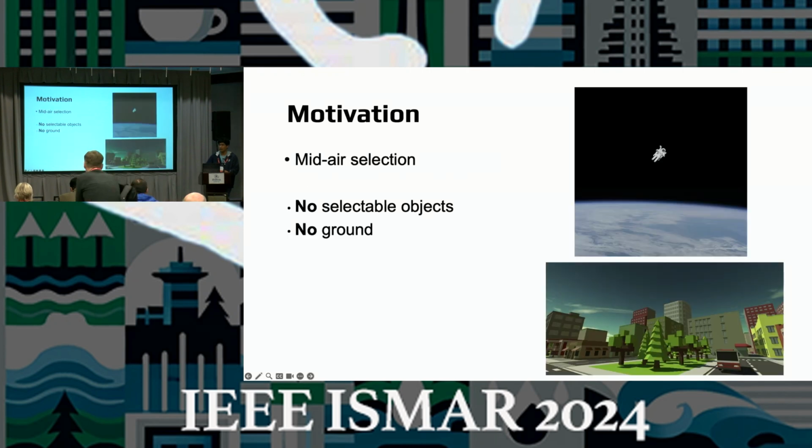object. Unfortunately, that kind of selection technique is useless when a user has to select a point in midair, like a space or the middle of the sky. There is no selectable object, and there is no ground. There is just space. So we were motivated by this limitation. How can we make it possible?